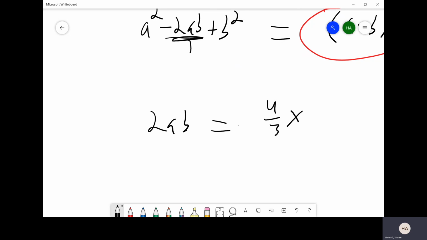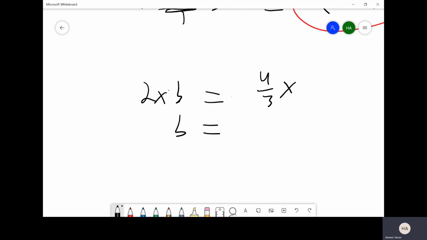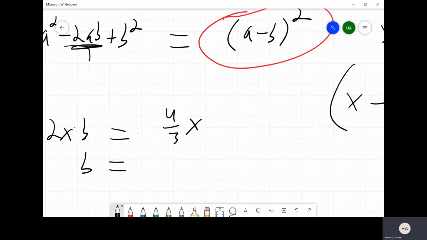Well, we already talked about that a is x. So I can really just substitute an x here instead of a. And again, our entire idea is we're just solving for b, right? So I'm just going to divide both sides by 2x. And we get b is equal to, dividing by 2x, well, when I divide x on both sides, our x's are going to cancel out, and we get 4/3 divided by 2, but we know that, right?